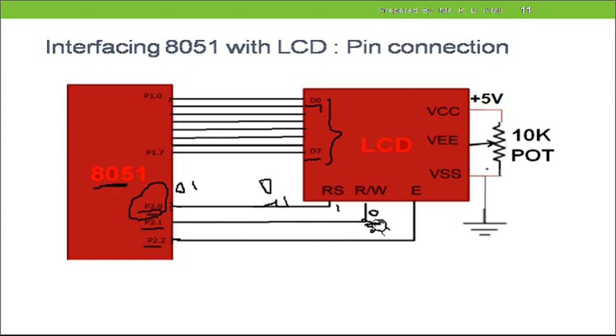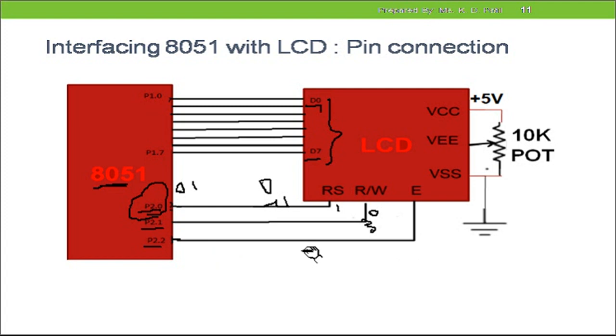But now we are more interested in write, so we'll make this read write pin equal to 0. The next pin is the enable pin. Whenever data is sent to the LCD, that data may be an instruction, or it may be the actual data which you want to display on the LCD.